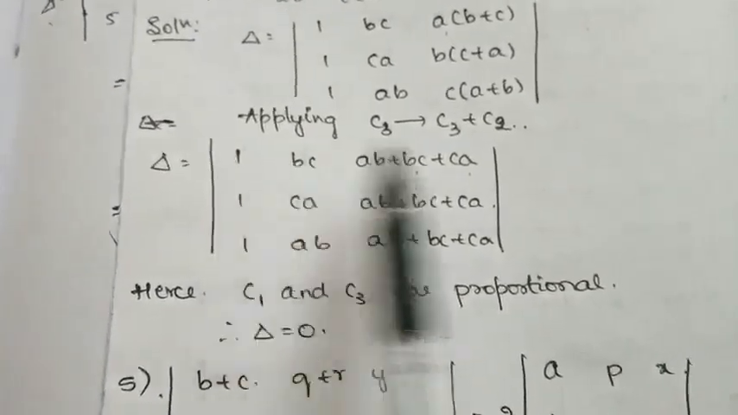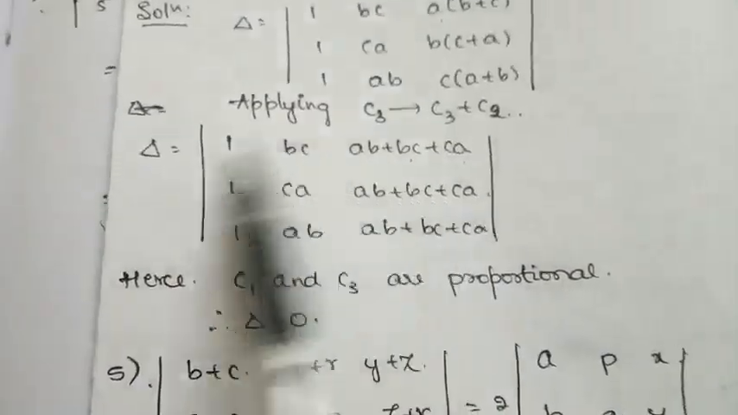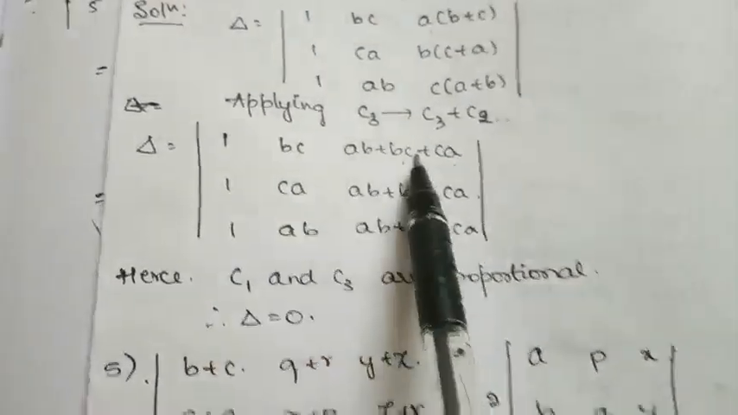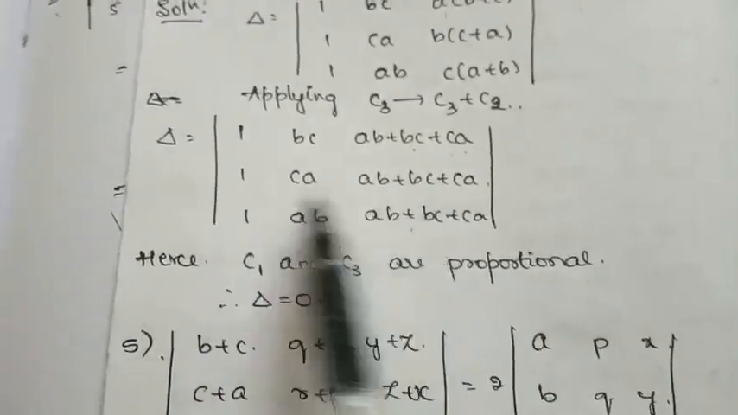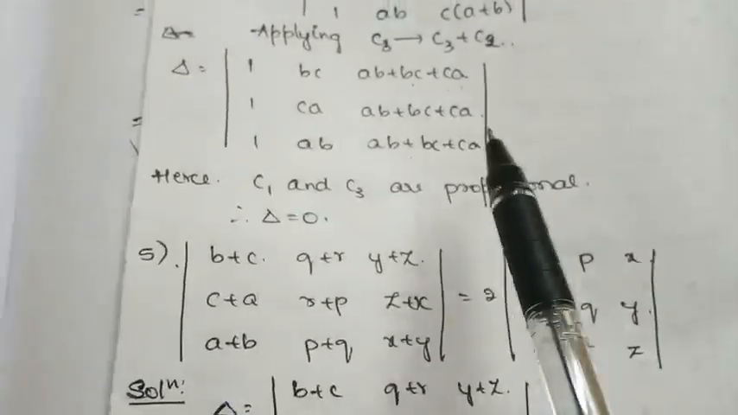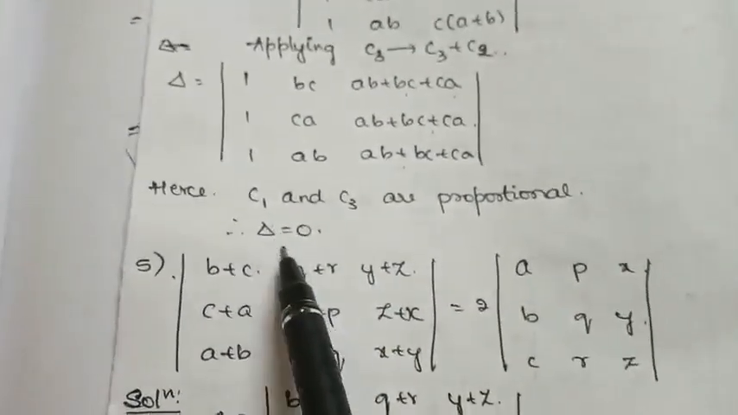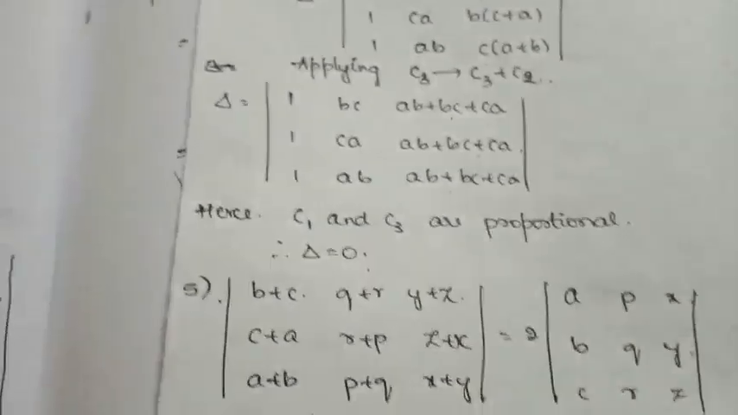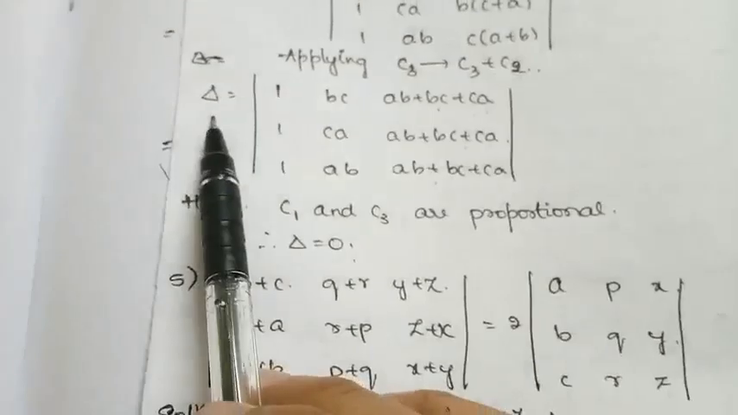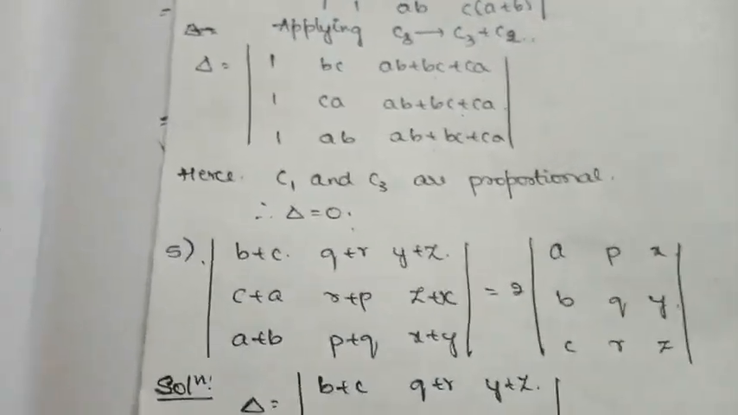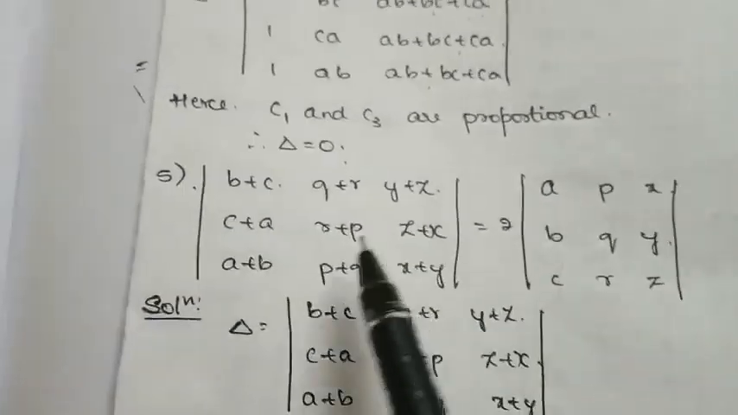Now you can say that column 1 and column 3 are proportional. These are proportional because we are going to get the same ratio. If I take the ratio of this one, I am going to get the same value for column 1 and column 3. So when these two are proportional, as I said, the determinant value is equal to 0. This is how we get the value of a determinant without expanding. Now let us move on to the next question.